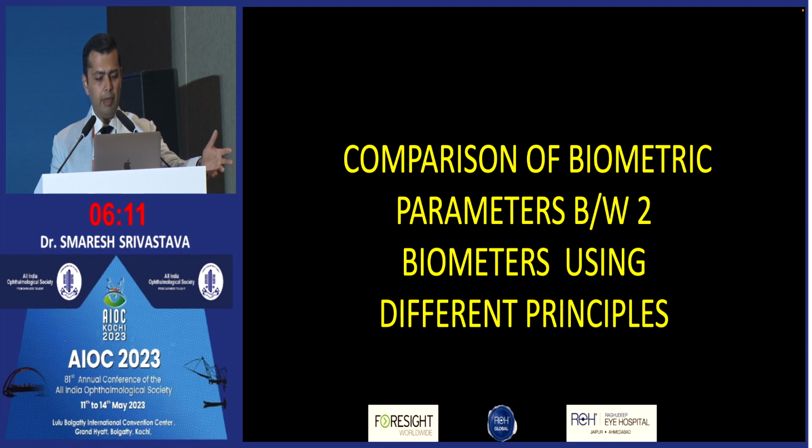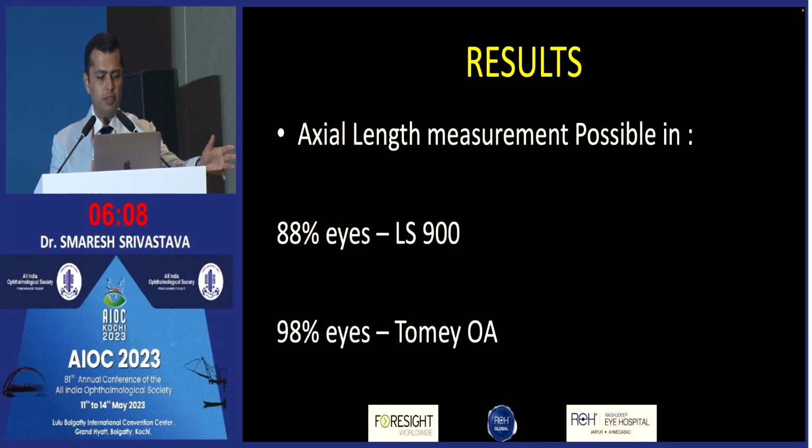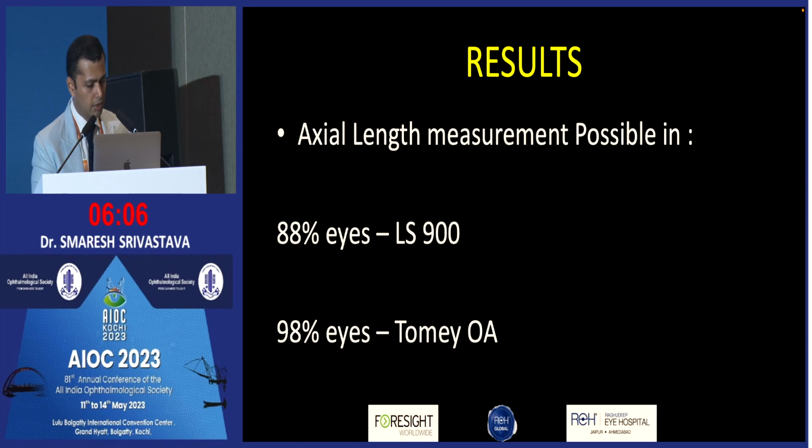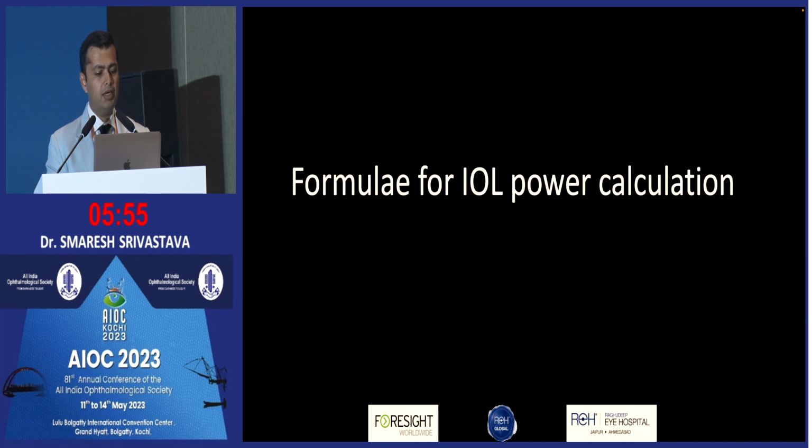We did compare biometric parameters using two different principles, using a Lenstar and using a swept source OCT. One is an optical, the other one is a swept source. The only good thing about swept source is we were able to get penetration better. So we had 10% more penetrations than an optical biometry. But in terms of reliability, both were equally reliable when we did capture.